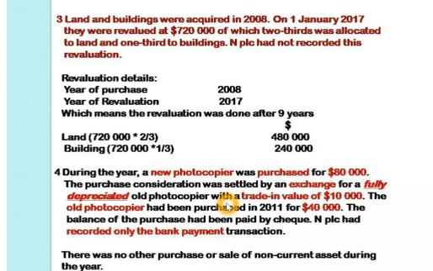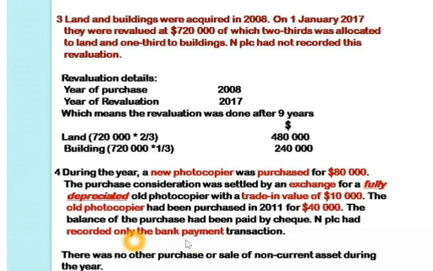But we got the value as trade-in of $10,000. So this is the profit on the sales of the photocopier. The photocopier had been purchased in 2011 for $40,000, and the balance of purchase has been paid by check. That means the additional, that is 10,000 plus 40,000, which is 50,000, and the leftover 30,000 was paid by check.